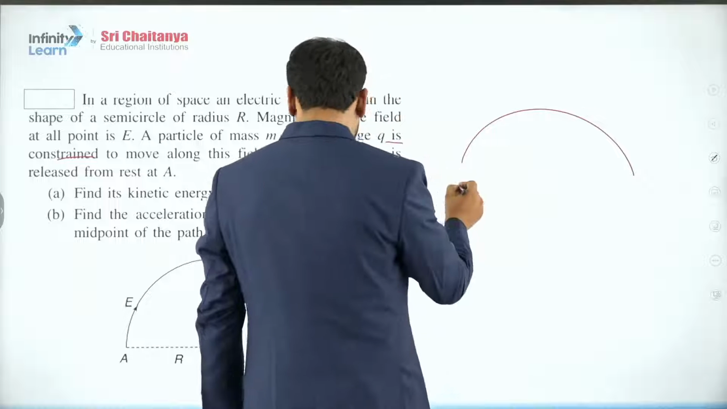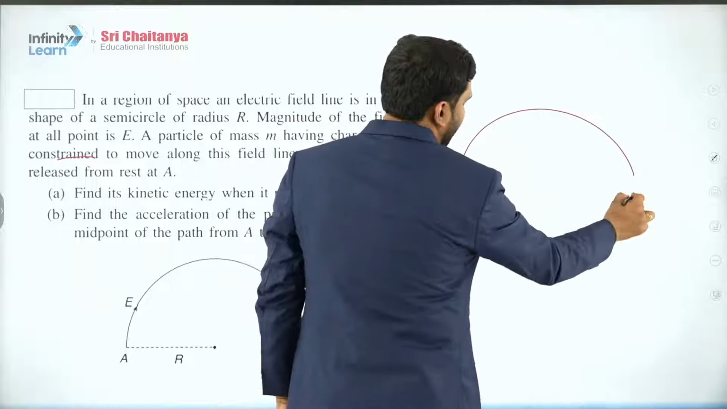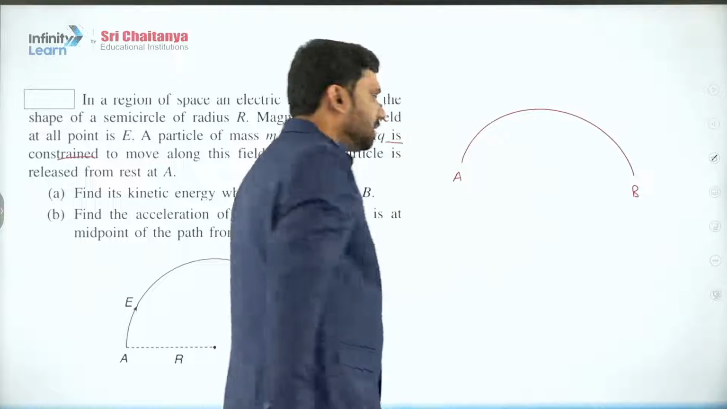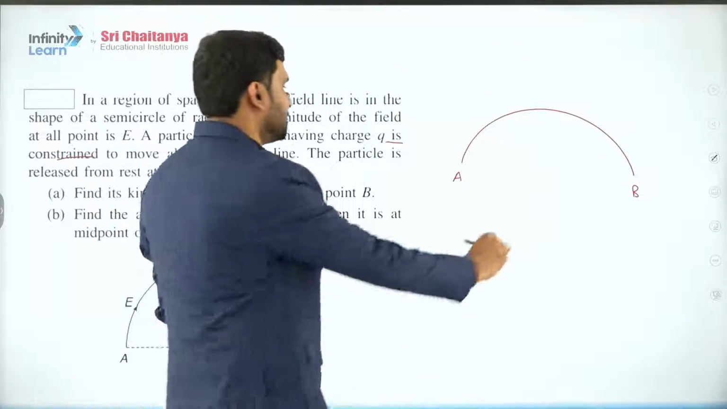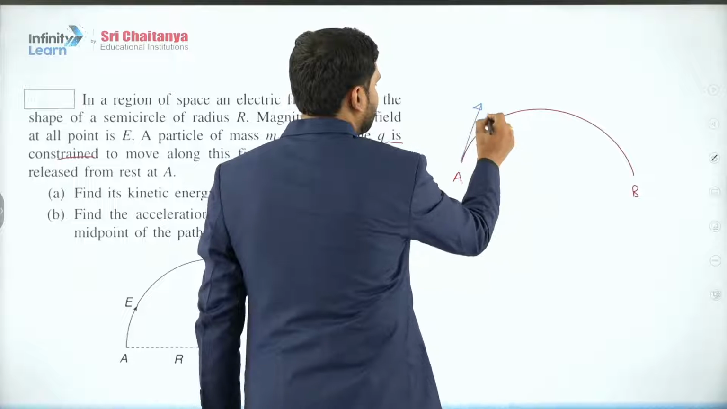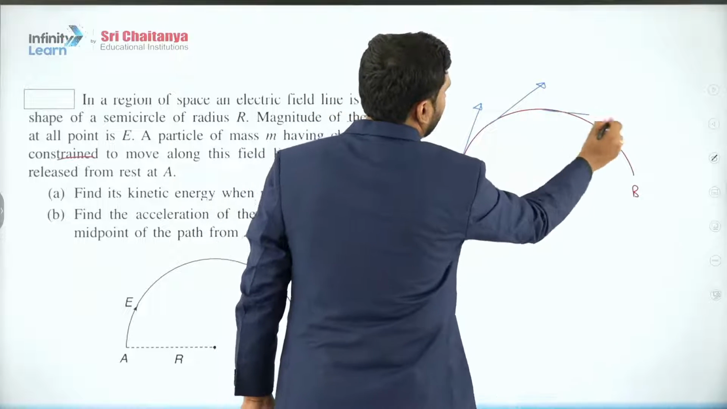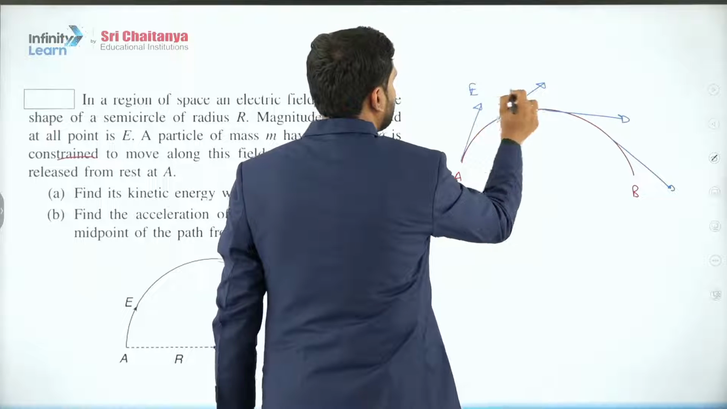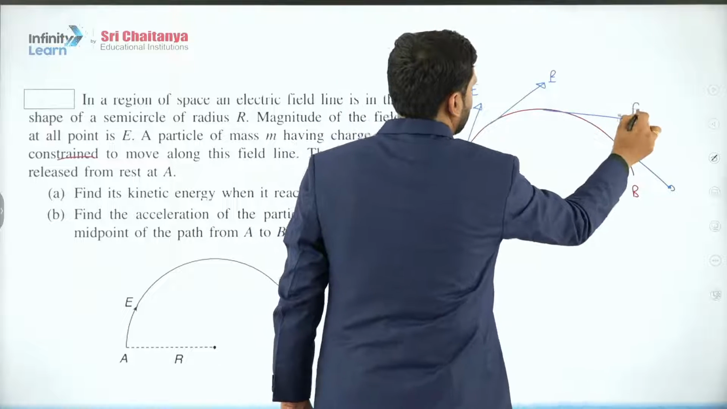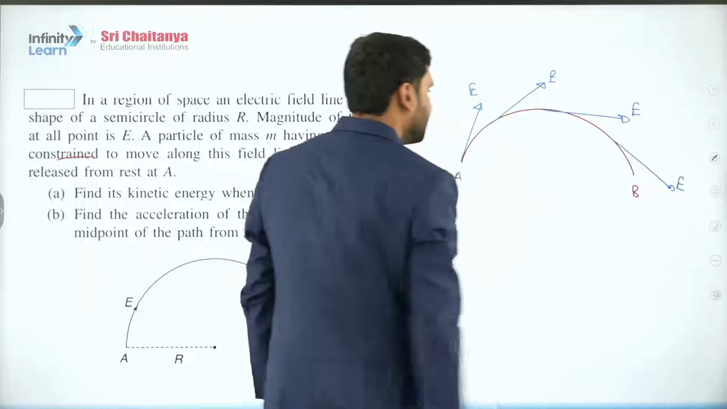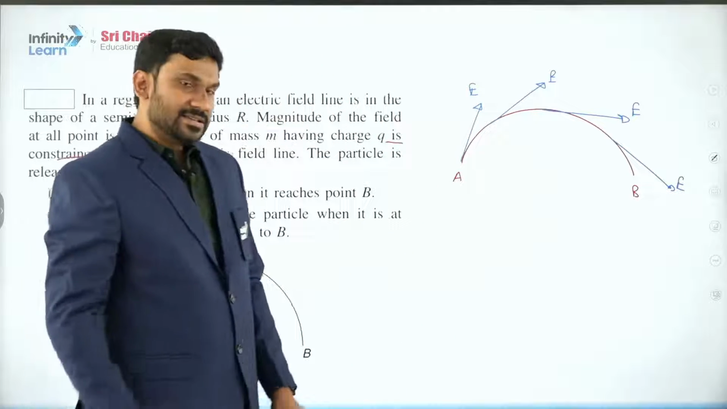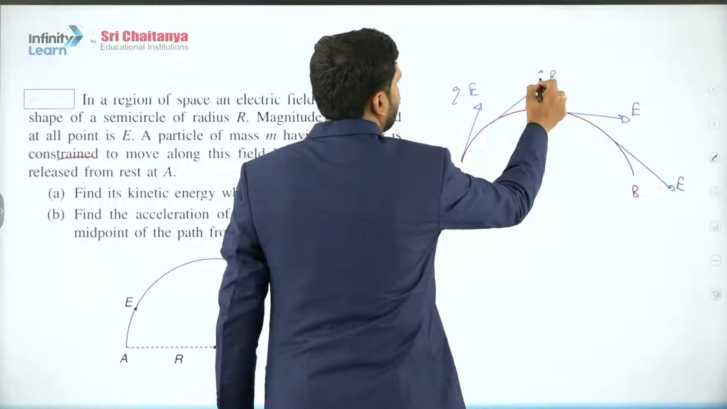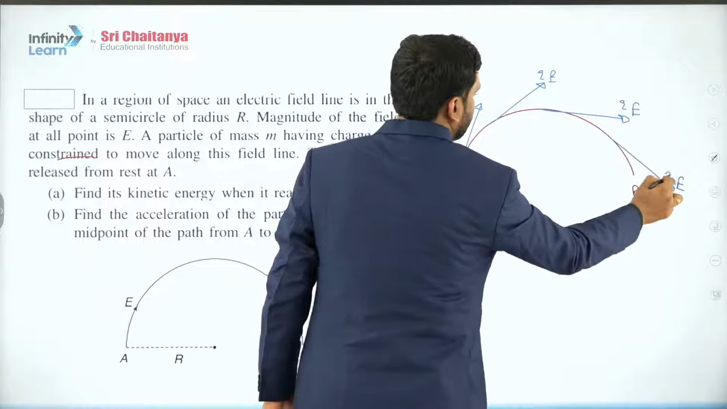So this is point A and this is point B. We know the tangent drawn to a field line gives the direction of the field. So this is the field, right? Everywhere we will get the field like this. This is E, this is also E, this is also E. And since the charged particle is moving along it, that will be the direction of force. So qE, qE, qE, qE.